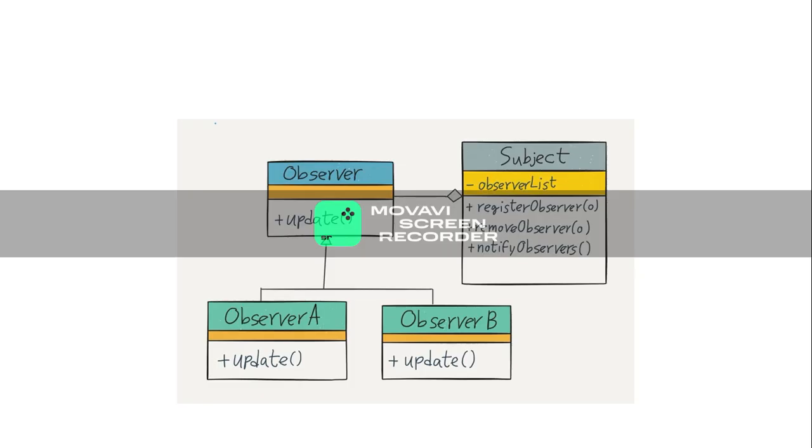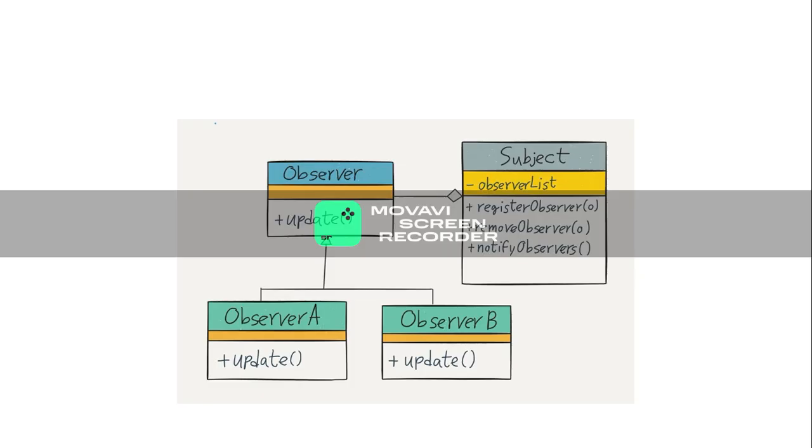Then we have one more thing, the observer interface. The observer interface has one abstract method, which is called the update method. We said we have many dependents, or observers. These observers have to implement the update method which is available in the observer interface.